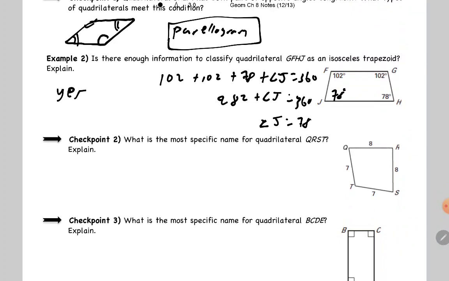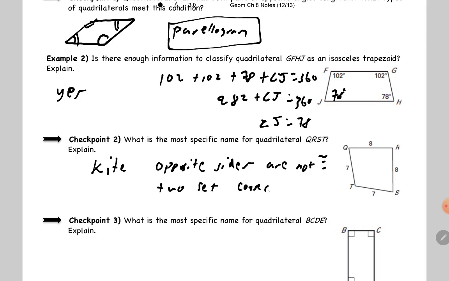What is the most specific name for this quadrilateral QRST? We know that consecutive sides are the same, but not the opposite sides. So this would be a kite. Opposite sides are not congruent, but there are two sets of consecutive sides that are.